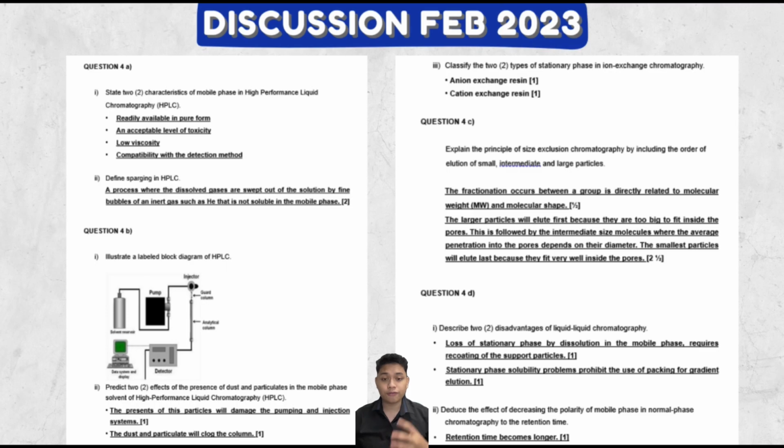For question 4D, there are two questions. The answer for question number 1 is loss of stationary phase by dissolution in the mobile phase requires recoating of the support particles. Stationary phase solubility problems prohibit the use of packing for gradient elution. For question number 2, the answer is retention times become longer.